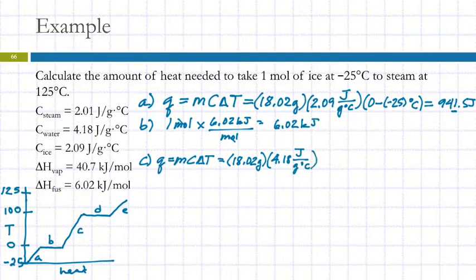And then my temperature change. Sometimes people get mixed up and they'll use this whole range as the temperature change. You just want the particular line segment that you're looking at. So here for line segment C, you're starting at 0 and you're going to 100. So final minus initial, 100 minus 0 is 100. And so that's giving me 7532 joules.